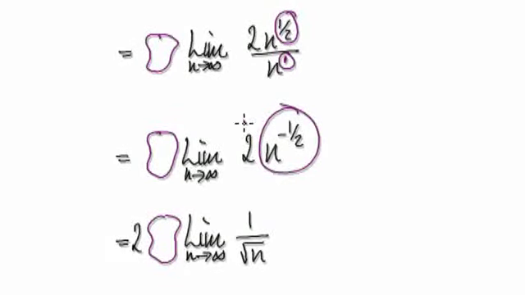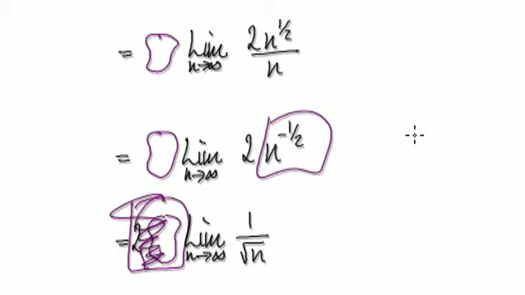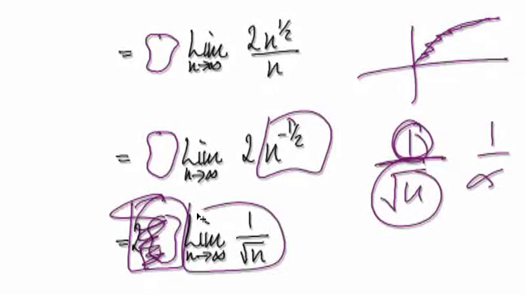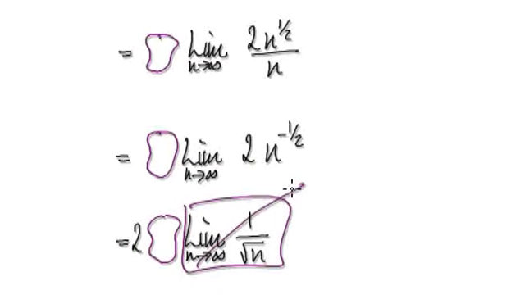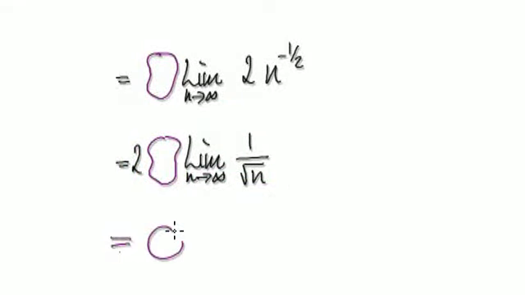And then here you've got a constant, times the other constant that you don't really care about. And then this thing here, n to the power of negative a half, is really square root of n. Now 1 divided by square root of n, remember, square root of n keeps on climbing, so you're going to get 1 divided by infinity, which is heading towards 0. So you've got 0 times a constant that you don't really care about. Overall, it will be 0. So the limit will be 0.